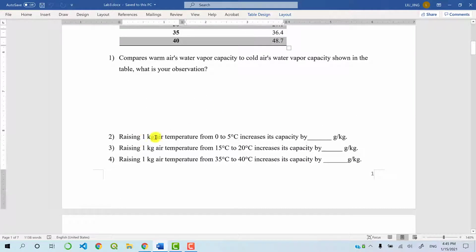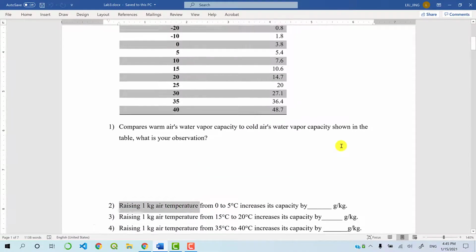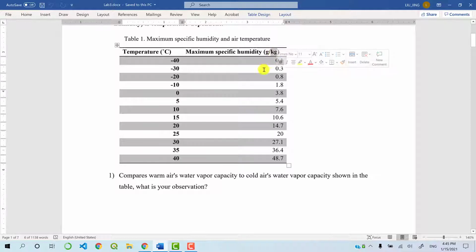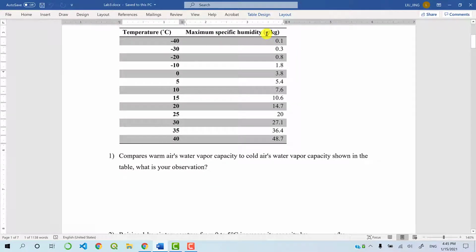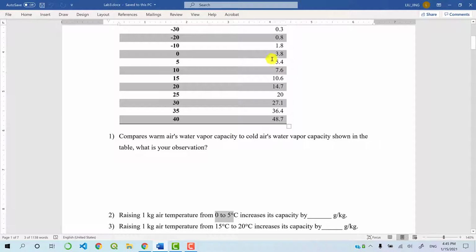Then I want you to calculate if you increase the temperature of 1 kilogram of air. Remember, this capacity is for every 1 kilogram of air. How many grams of water vapor can be held in that air parcel? I want you to calculate if you increase from 0 to 5. What's the increase? Increase this capacity by how much? Keep in mind here, you need to calculate how much it increased, not either of those numbers.